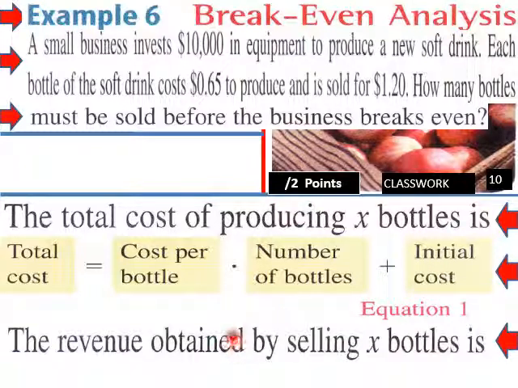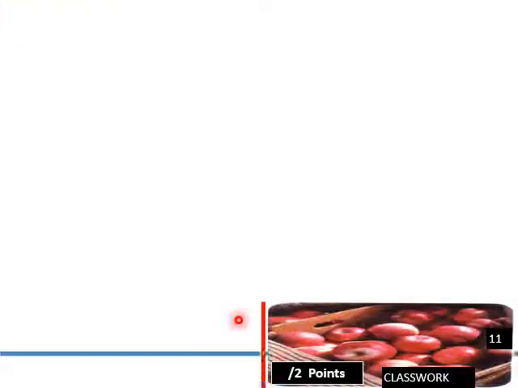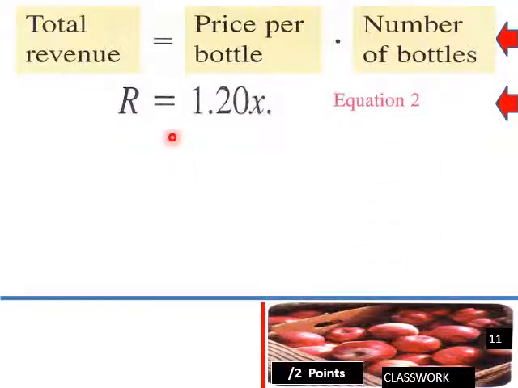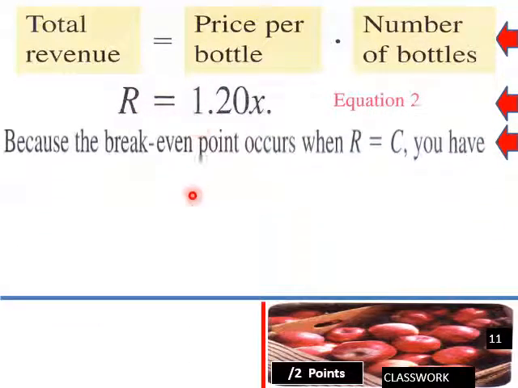So let's fill those values in. The revenue obtained by selling x bottles, here's our cost function. Our revenue function would be price per bottle times number of bottles. Okay, that sounds about right. So revenue equals 1.20x. That's our revenue function.